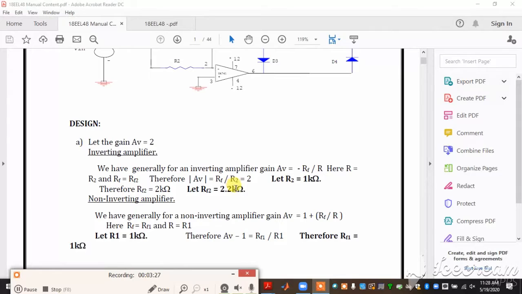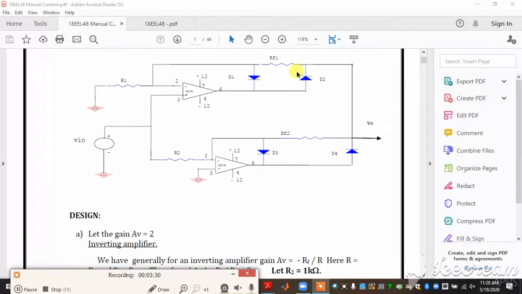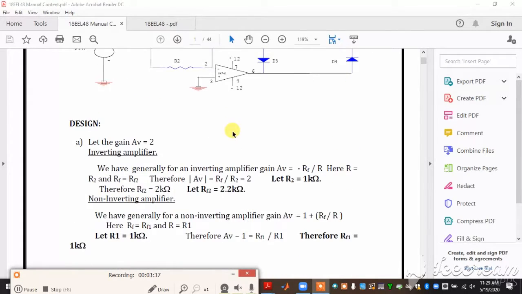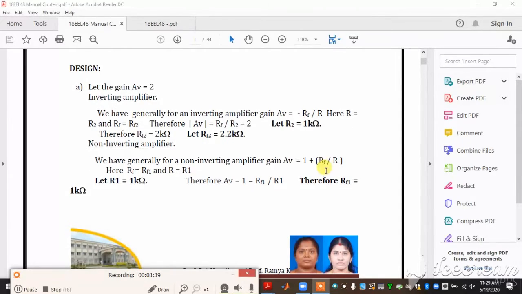The same applies in case of your non-inverting amplifier, the first part of your circuit, because here the input is given at the non-inverting terminal. Therefore the gain for this particular circuit is 1 plus RF divided by Rin. When you do the calculations you will get the input resistance as 1K and the feedback resistance as 1K. Now we will look at the circuit connections and how exactly we need to measure the input and output waveforms using CRO.